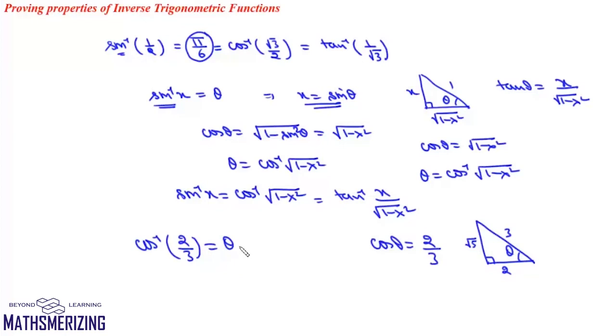So we can write this as sine inverse. Now what is sine theta? Sine theta is root 5 by 3. So it'll be sine inverse under root 5 by 3. And what is tan theta? Tan theta in this case is root 5 by 2. So we'll write this as tan inverse under root 5 by 2. So this is how we are going to change one trigonometric inverse function into another.